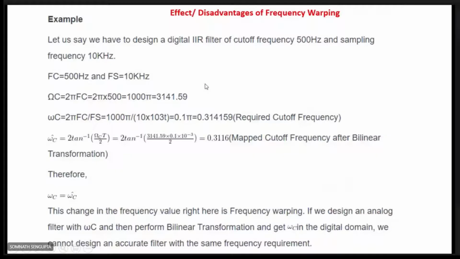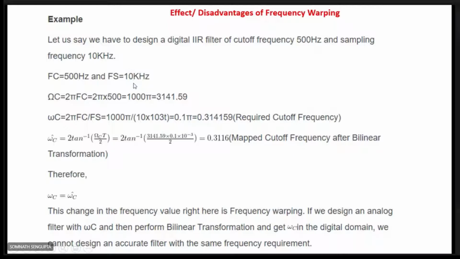So you use the formula 2 tan inverse of omega T by 2. You put this value of the analog frequency in place of omega c, times T, where T is 1 by fs.